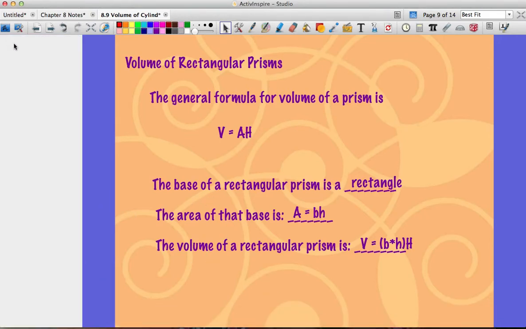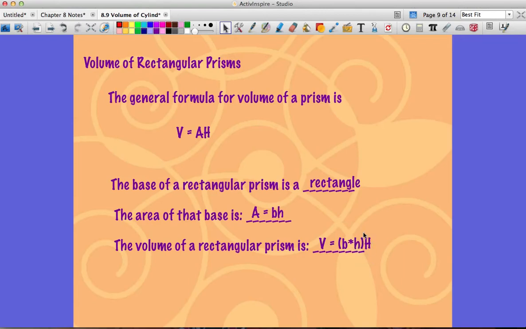Now this is where things get a little bit confusing because how do you have two heights? That's why things were changed to length times width. So you have the length of your rectangle times the width of your rectangle times the height of your three-dimensional figure.